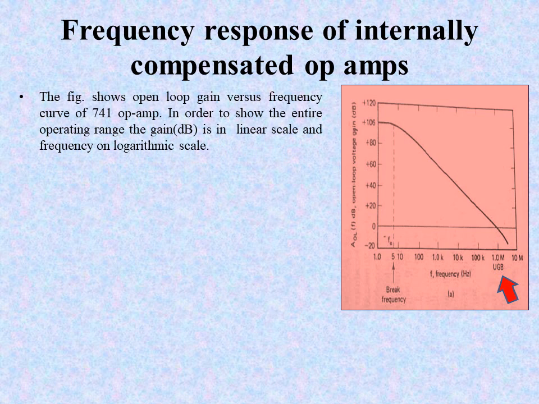Now here it should be observed that the gain is expressed in decibels and is in linear scale, and the frequency is in logarithmic scale. This you should see, and this is the graph. Here you should see that for 5 hertz, indicated by the arrow pointer, it is written break frequency, and for 1 megahertz it is written UGB, that is, unity gain bandwidth.